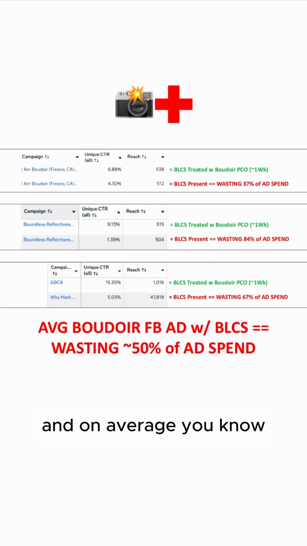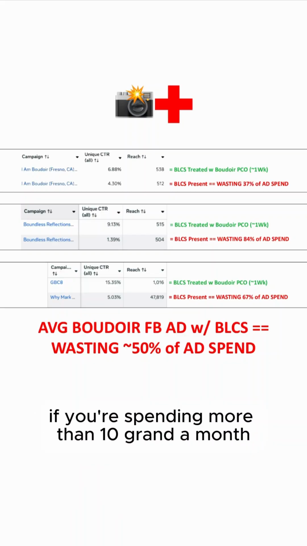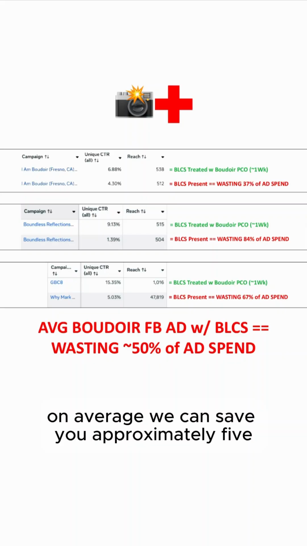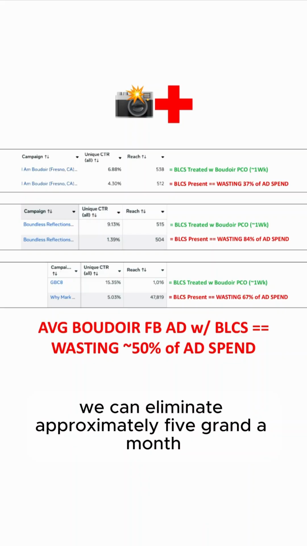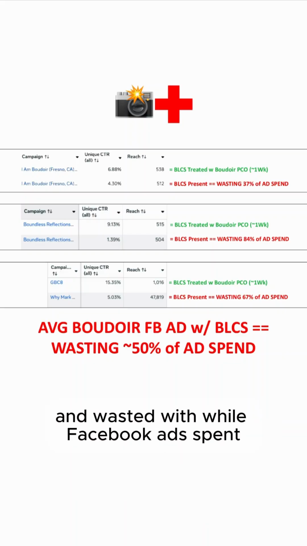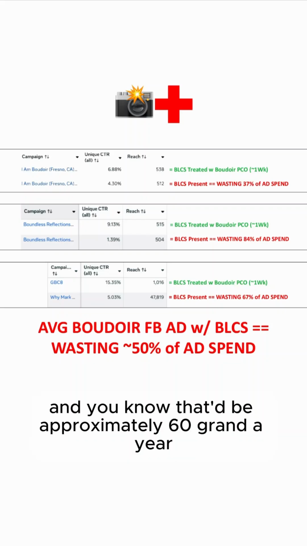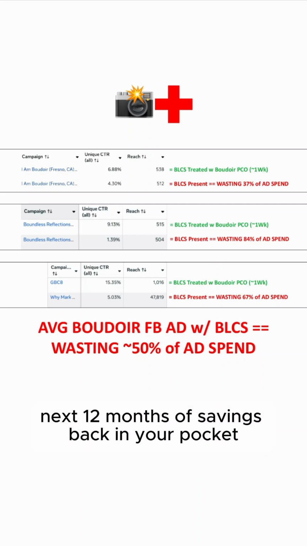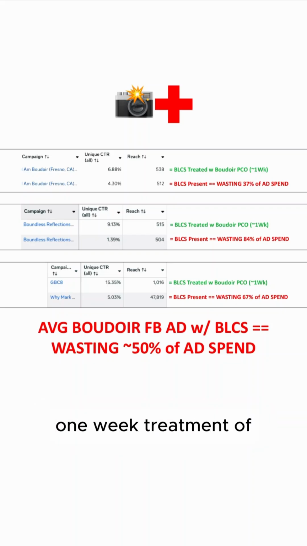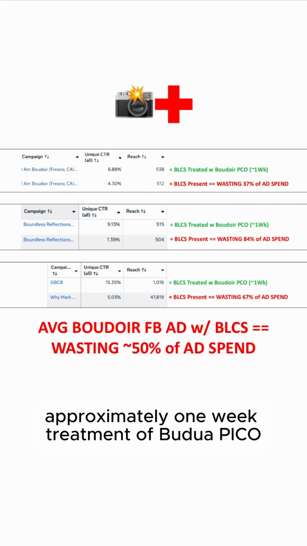And on average, if you're spending more than 10 grand a month, we can eliminate approximately 5 grand a month in wasted boudoir Facebook ad spend. And that'd be approximately 60 grand a year in the next 12 months of savings back in your pocket for simply approximately 1 week treatment of Boudoir Pico.